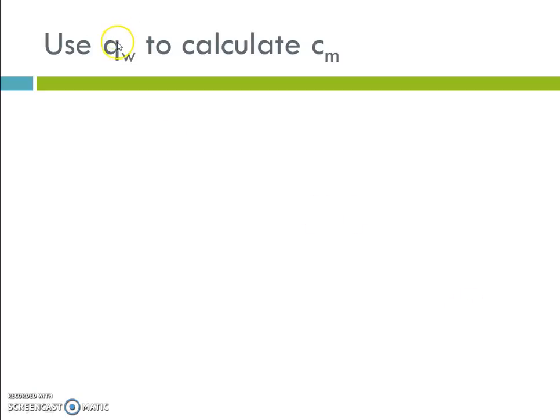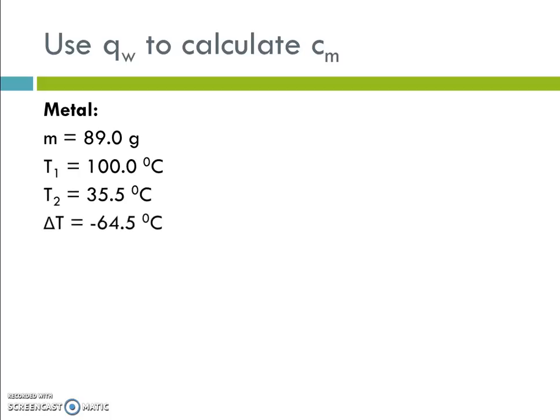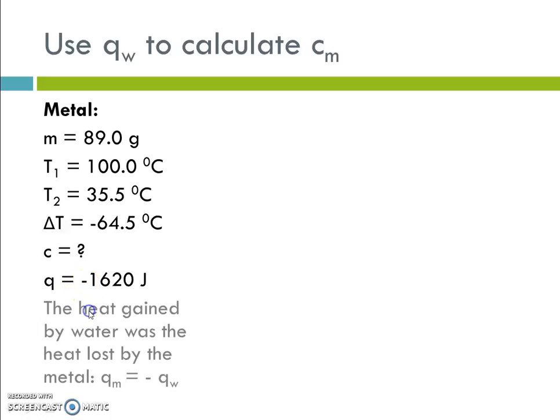So now we can use the Q for water that we just calculated to calculate the specific heat C of the metal. Recalling that for the metal our variables were as follows: M 89.0 grams, T1 was 100, T2 was 35.5, delta T was negative 64.5 degrees C, and C is what we are solving for. And our Q is a negative 1620 joules. And remember I said that we could use the Q that we calculated for water. But you'll notice all of a sudden here we have a negative sign. That's because the heat that was gained by the water was the same amount of heat that was lost by the metal. So Q for the metal is equal to negative Q for the water.